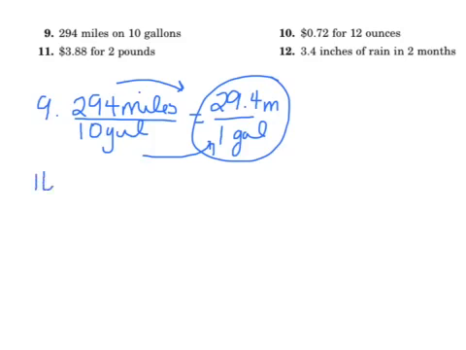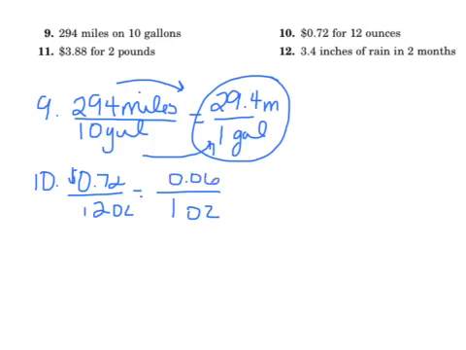All right, number 10. Number 10 says that I've got 72 cents for 12 ounces. And remember again, we want to get that denominator to be 1. Well, the way we get that denominator to be 1 is we're going to divide by 12. Well, 72, I'm going to treat this just like a whole number. 72 divided by 12 would be 6. So this would end up being 6 cents per ounce. That would be the cost of that.